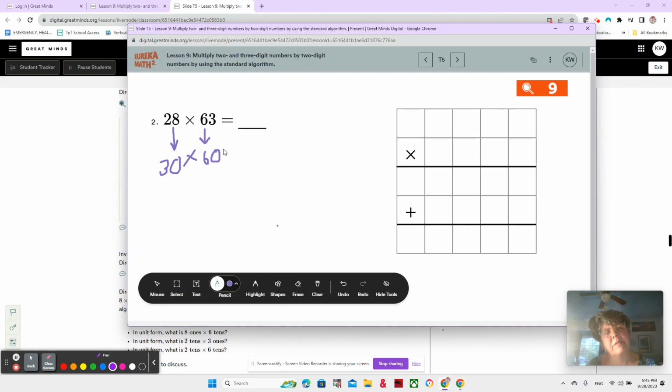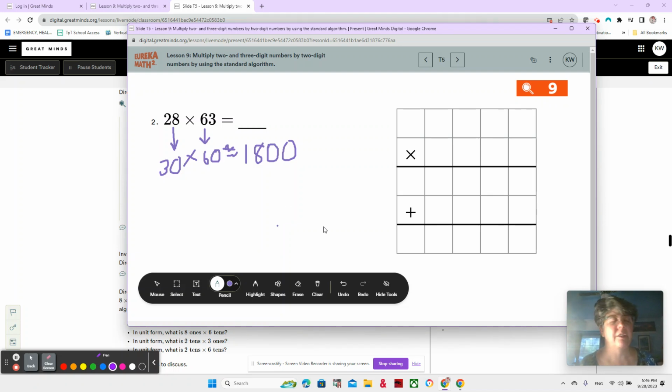So 6 times 3 is 18. Oh, got to do my squiggly line for an estimate. 3 times 6 is 18. So 1,800 is a good estimate. Always good to have an estimate because sometimes we put in an extra 0 or we leave off a 0 and it can throw us way off.